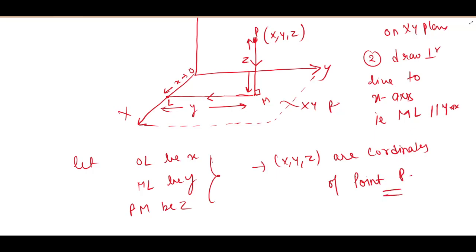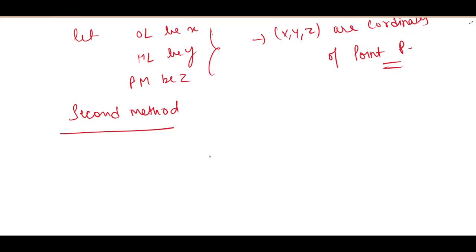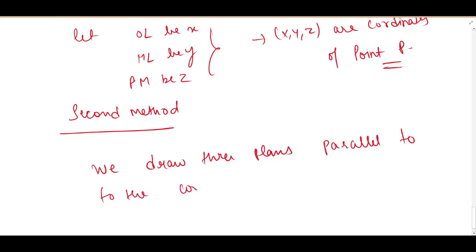So there is a second method to plot a point in three-dimensional space. Second method: in this we draw three planes parallel to the coordinate planes, meeting the x-axis, y-axis, and z-axis. We draw three planes parallel to the coordinate planes passing through point P.